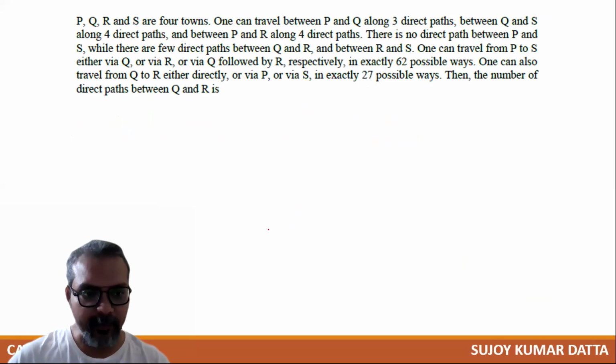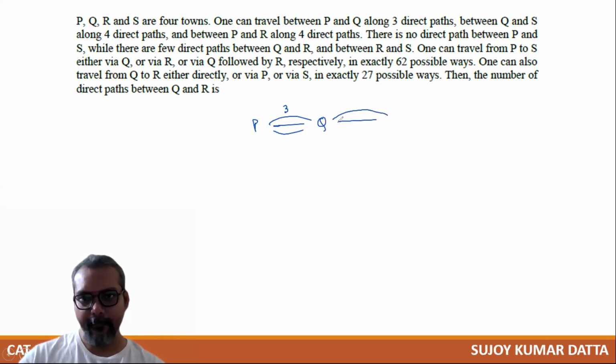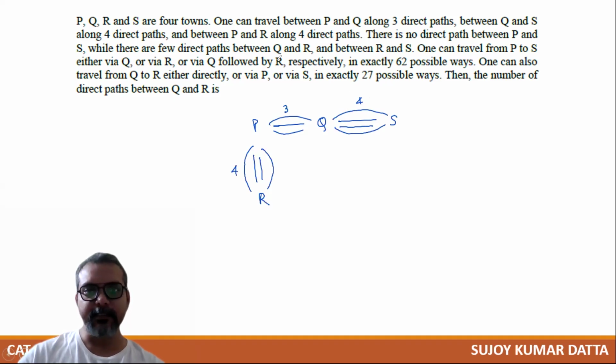So this next question that we have talks about four towns P, Q, R, S. You have three direct paths connecting P and Q. So let's draw the three paths like this. Then Q and S have four paths. Then P and R have four paths as well. There is no direct path between P and S.